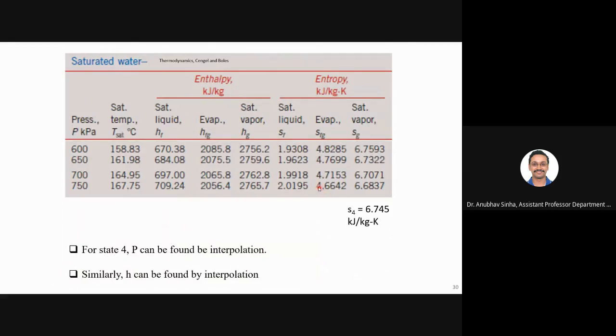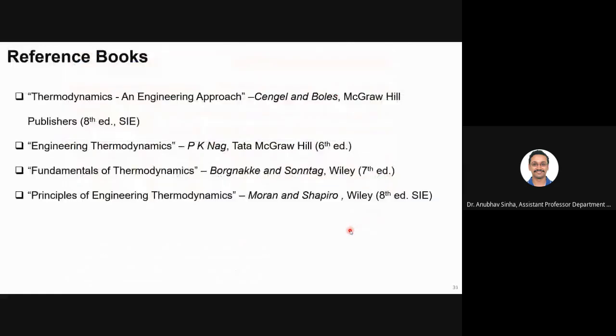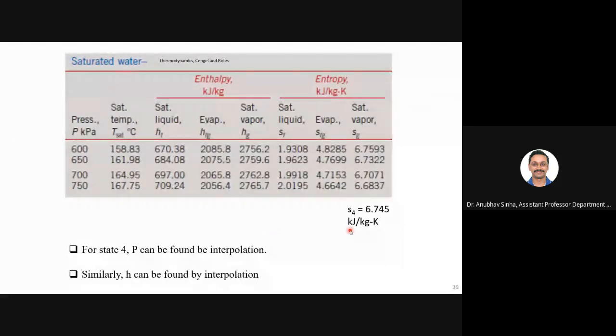Now I need to find H. So H is H of saturated vapor, so I need to look into this column. Again, in a similar way, we know S, you can interpolate and get H. Okay, is this clear?